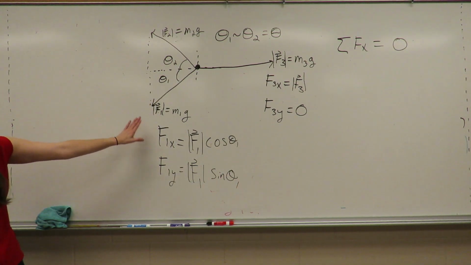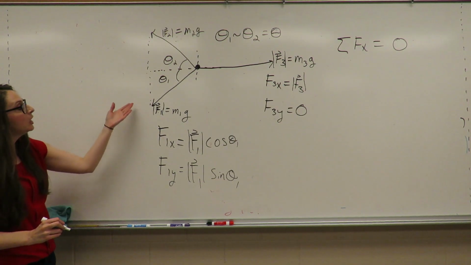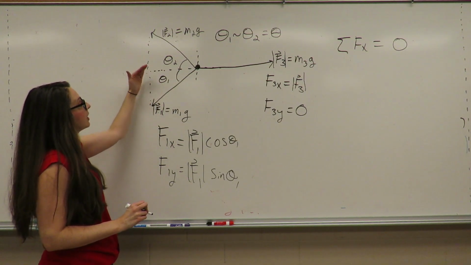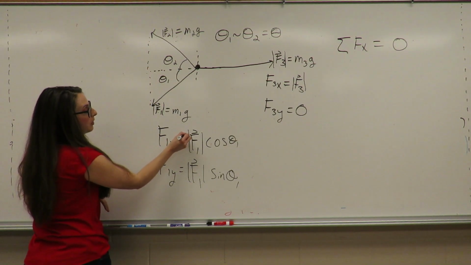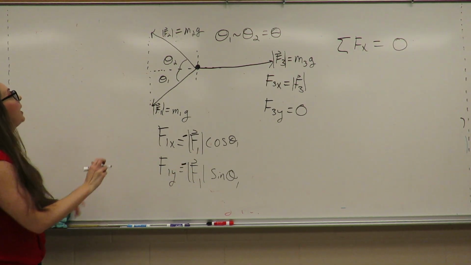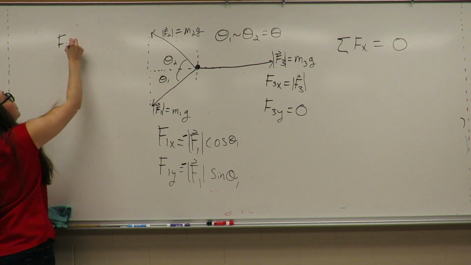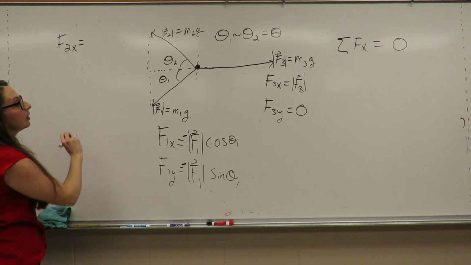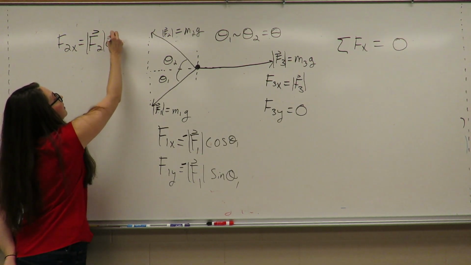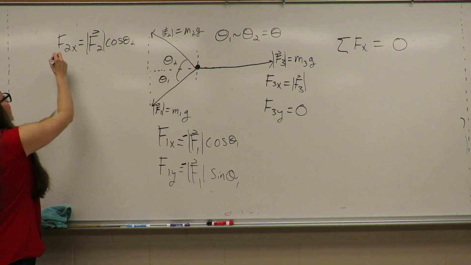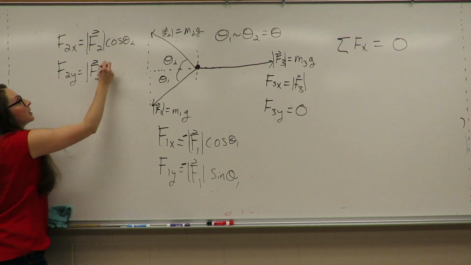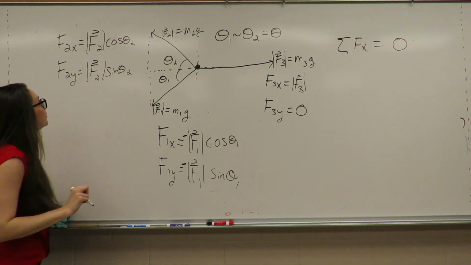Okay, there we go. Oh, and I have to take care of my minus signs. So F1 is pointing in the negative x and in the negative y. So both of these values have a negative sign on them. And then for F2x, I have the magnitude of F2x is equal to the magnitude of F2 times cosine theta 2. And then I have the magnitude of F2y is equal to the magnitude of F2 sine theta 2.